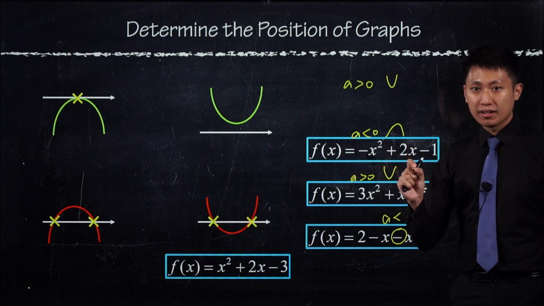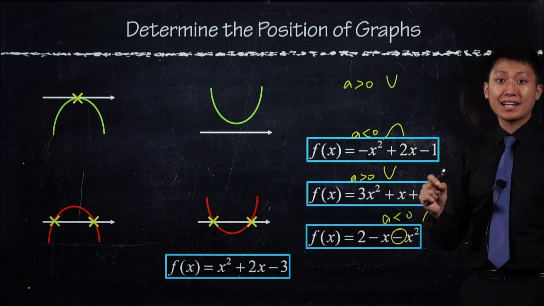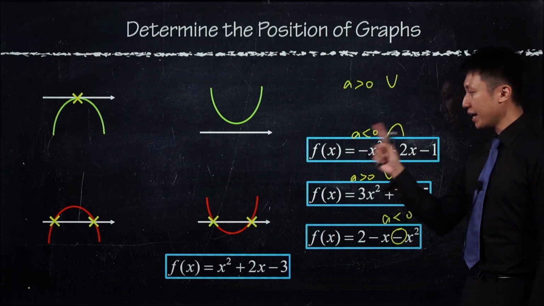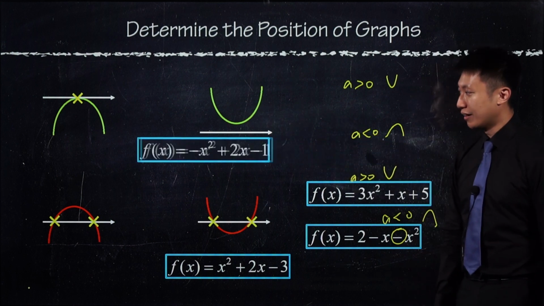0 means what? b squared minus 4ac equals 0 means 1 intersection point with the x-axis, and this one a is less than 0, so it's crying, and 1 intersection point is that one.